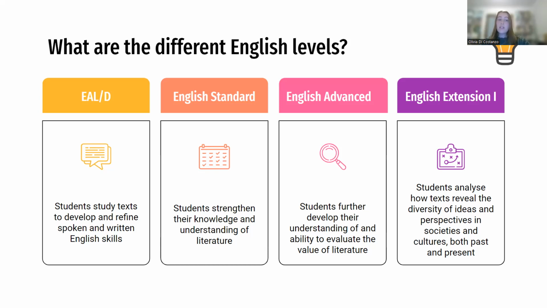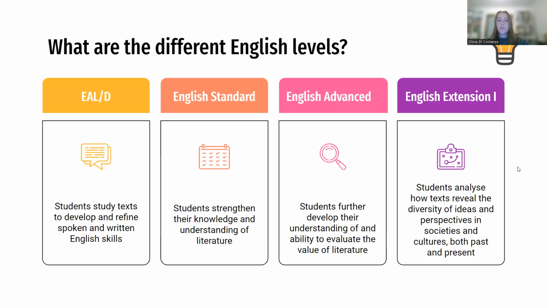Now, there is also English Extension 2, which can be taken in Year 12. And this is for students who are taking English Advanced and English Extension 1 and wish to produce their own body of work or a major project where they work with their teacher or mentor. But this is certainly reserved for those students who find themselves extremely passionate about English and want to produce their own work.